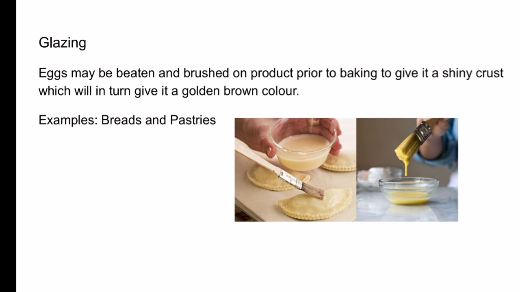For some dishes, eggs may be beaten and brushed onto a product prior to baking to give it a shiny crust, which will in turn give off a golden brown color. Now, in this case, egg is being used as a glaze, and examples of dishes that may use egg as a glaze include breads and pastries such as short crust or patties or turnovers.